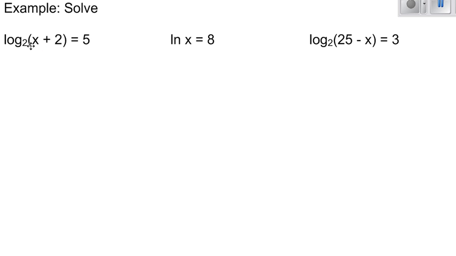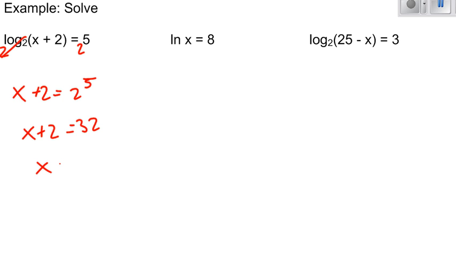So now let's look at the other types of functions. Log base 2 of x plus 2. So to get rid of log base 2, make both sides become a power of that base. So the 2 will cancel out log base 2. X plus 2 equals 2 to the 5th. 2 to the 5th is 32. Subtract 2, you get x equals 30.